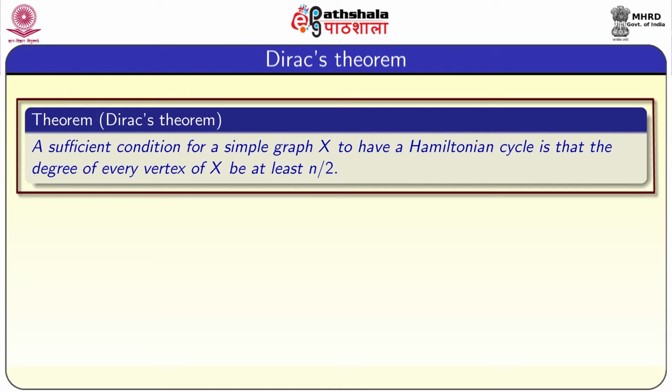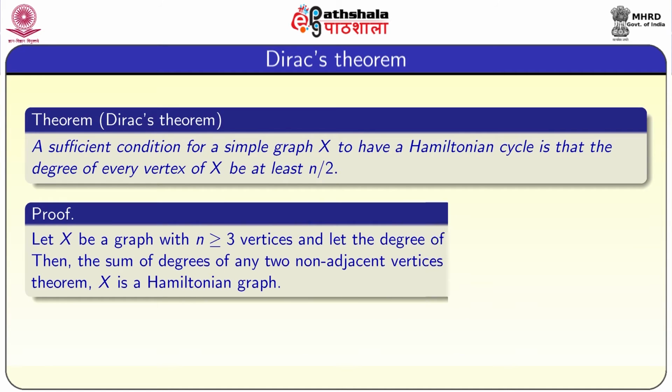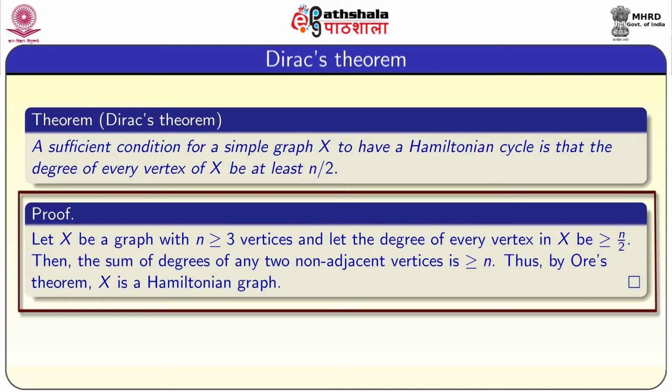Now, we will show another theorem, that is called Dirac's theorem. It is also a sufficient condition. A sufficient condition for a simple graph x to be Hamiltonian, to have a Hamiltonian cycle, is that the degree of every vertex of x is at least n by 2. So, this proof is very easy. By using Ore's theorem, we can derive it easily.